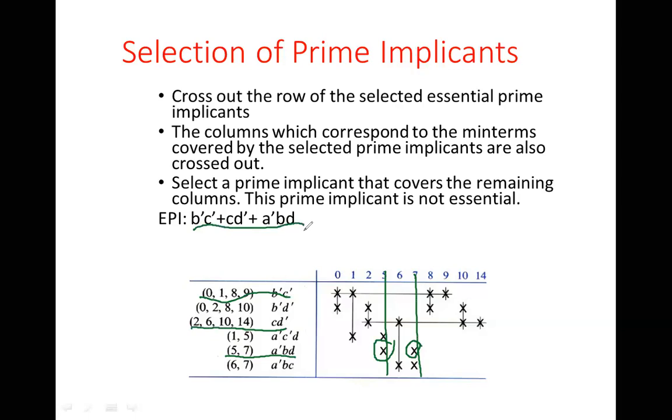The essential prime implicants should be selected properly from the prime implicant table, because 0 is covered in B bar C bar, 1 is covered in B bar C bar, 2 is covered in C D bar, 5 is covered in A bar B D, 6 is covered in C D bar, and so on: 7, 8, 9, 10, 14, everything is covered in a selected prime implicant. So they will become the essential prime implicants for this problem.